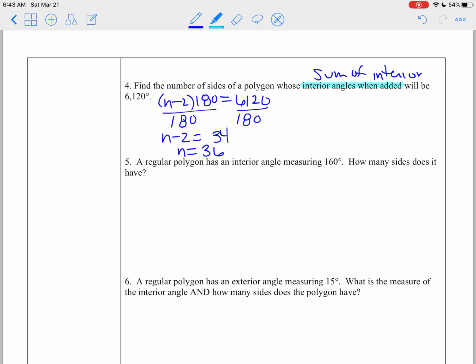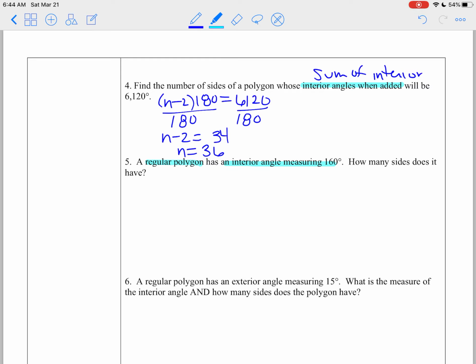All right, number 5, a regular polygon. Okay, so we know a regular polygon is one where all the sides and all the angles are equal. It has an interior angle measuring 160. How many sides does it have? Well, we could take the formula for finding the measure of one interior angle and work backwards, but that one's going to require more work. You have to cross multiply and solve.